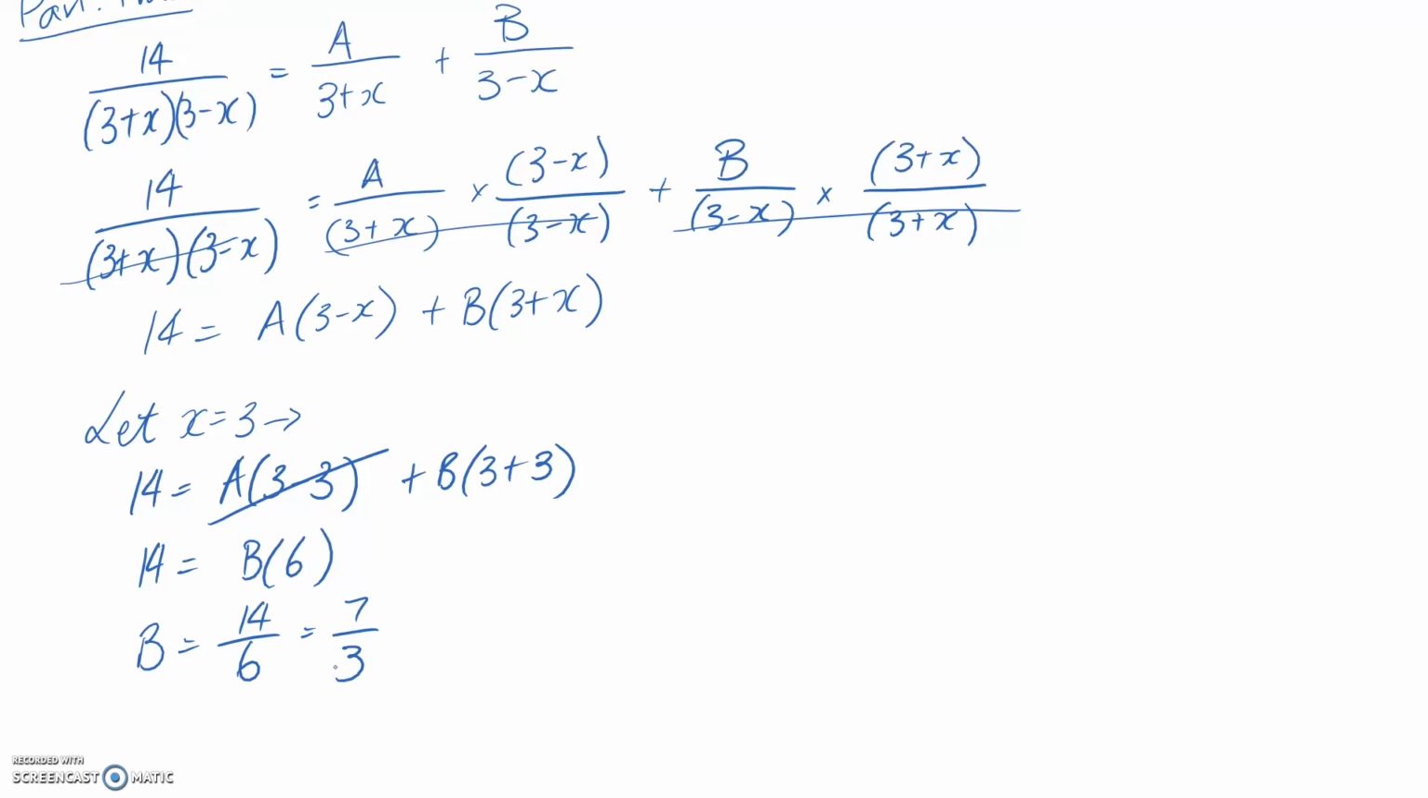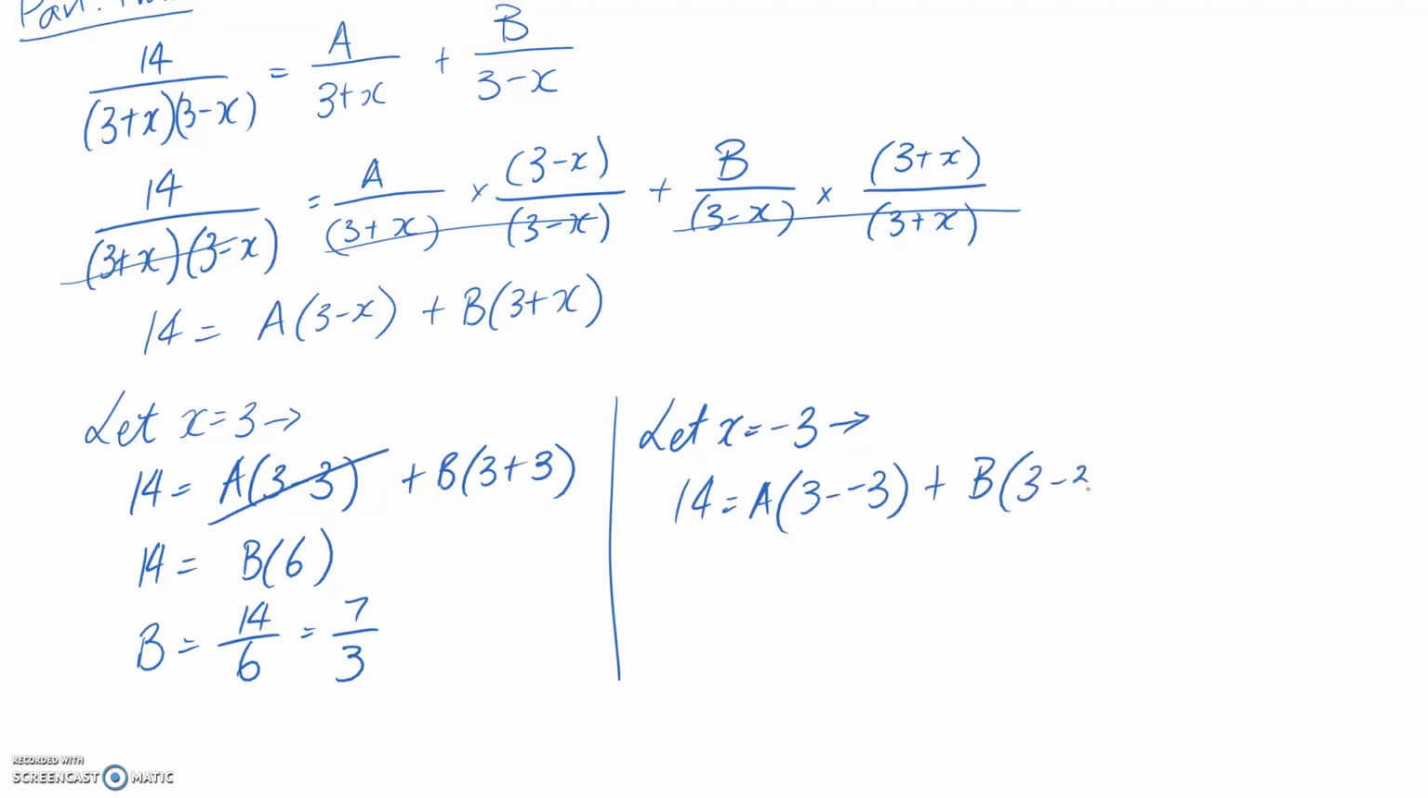Alright, so let's pick another convenient value of x. If I pick x is equal to negative 3 here, it should knock this bracket out. So subbing in, I'm going to get a double negative here, so it's going to stay in. But this one we've got 3 minus 3, so it disappears. So we're left with 14 is equal to a times 6. So a is going to equal 14 on 6, which is the same as 7 on 3.